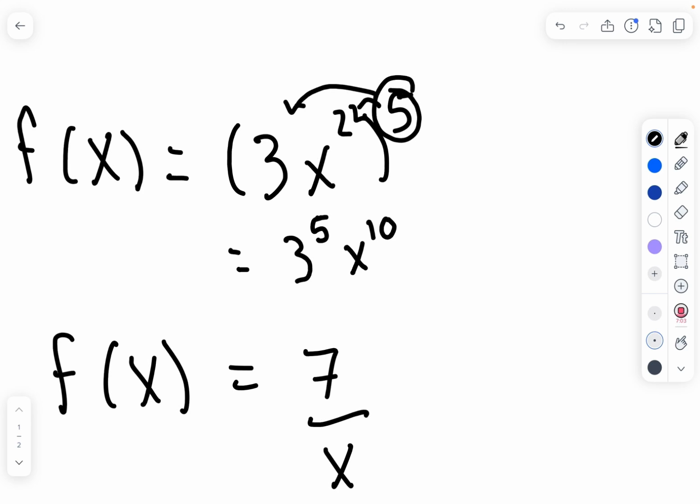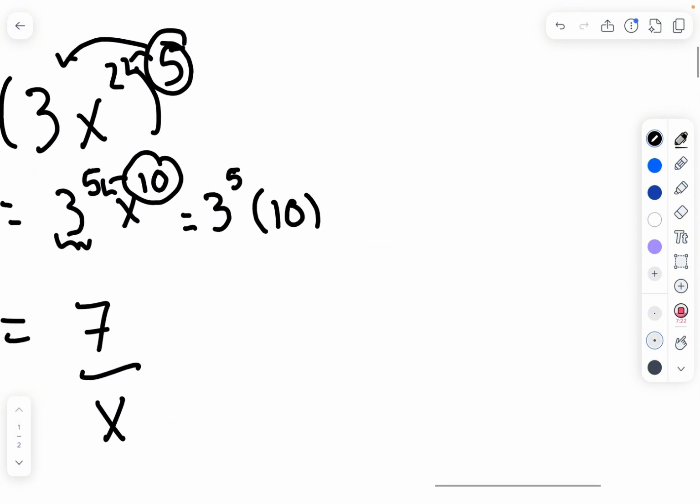Okay, and then what we'll do now is ignore this one like always, and then we'll move on to this, because you have to multiply that in there. So then you have 3 to the power of 5 times 10. And then we have x to the power of 10, and then n minus 1. So let's simplify that a little bit.